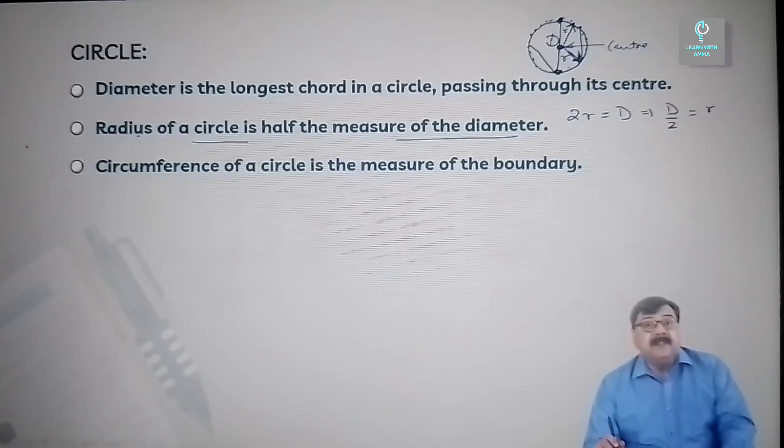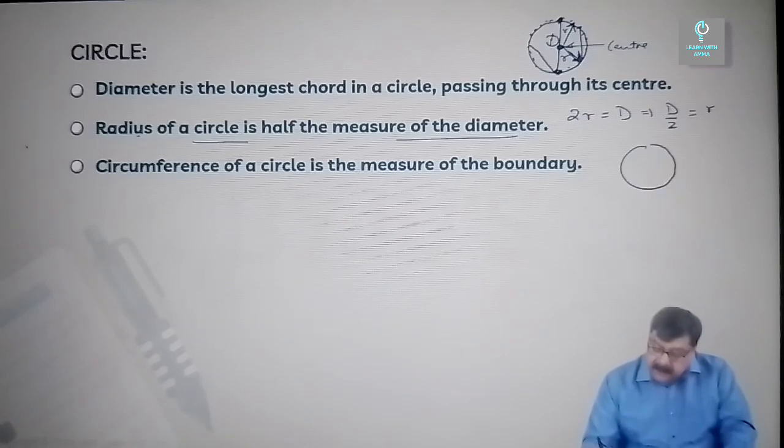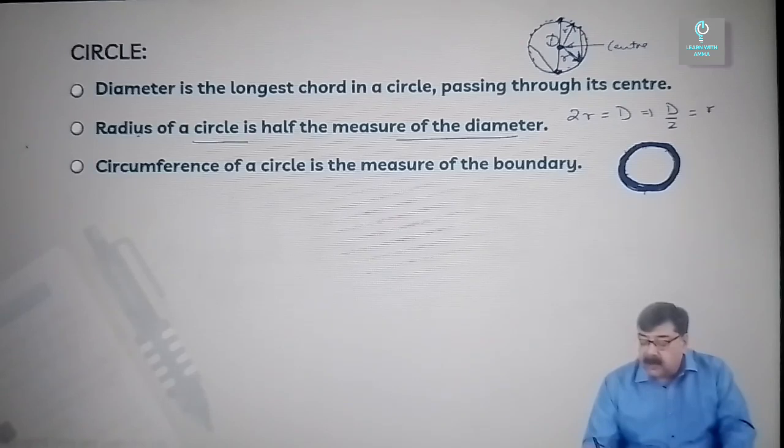Now circumference of a circle is the measure of its boundary. Or so as to say, this complete figure here, which has been drawn through this marker everywhere here, this is circumference. Or let us say the fence, the boundary of the circle. So this boundary of this ring or this circle is called its circumference.